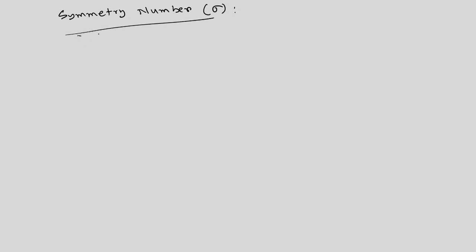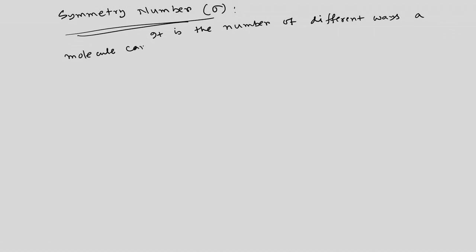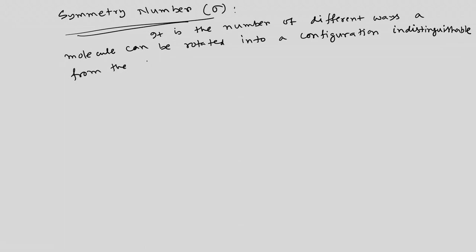Symmetry number sigma. It is the number of different ways a molecule can be rotated into a configuration indistinguishable from the original one.